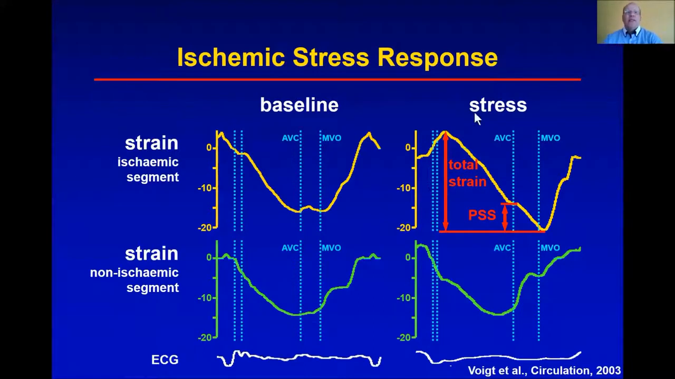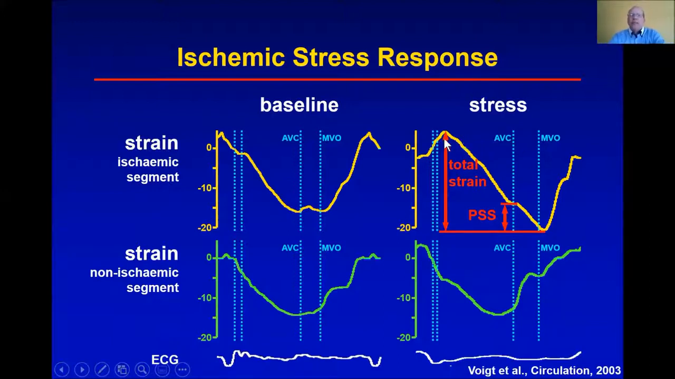This is an example of a patient during a dobutamine stress echocardiogram, and this is the baseline on the left side in a segment that will later become ischemic and a segment that is normally perfused, and these are the stress images in the same segment. What you can see is that during the stress, the overall strain amplitude doesn't change too much, neither in the normal segment nor in the segment that becomes ischemic. But the pattern of the curve changes.